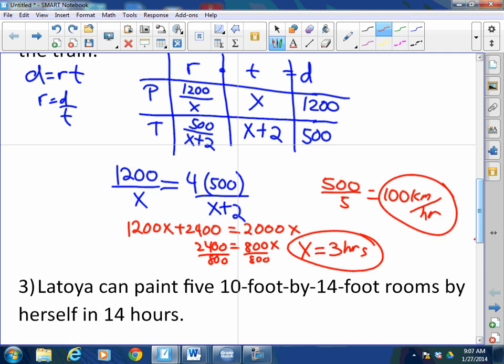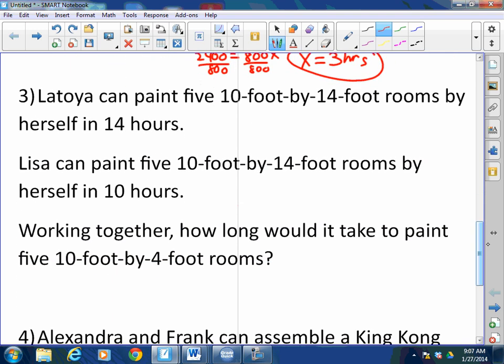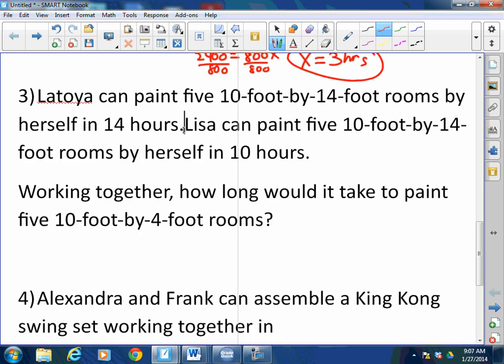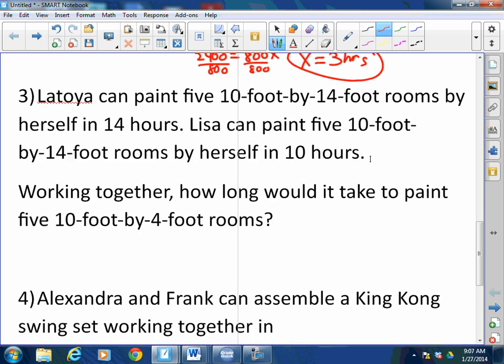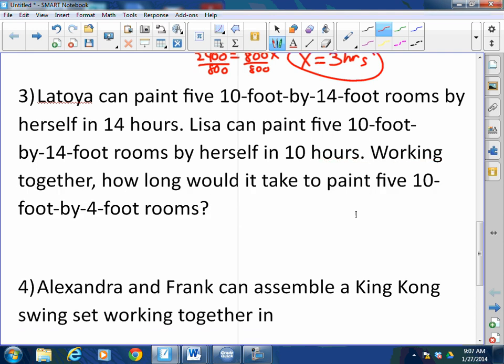All right, I don't have much time left. Would it be okay if I just set these last two up, please? And thank you. Okay, we got some work problems now. I know you love the work problems. Okay, let's see what we got.